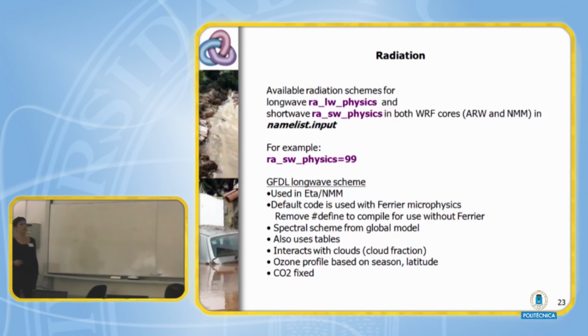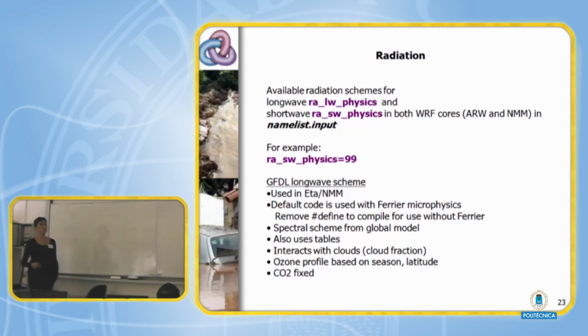For example, if you're using 99 for short wave physics, that means that we are using the GFDL scheme that is used in NMM. But we also have to know that GFDL works only with Ferrier microphysics. That means that we have to remove, define, and recompile the NMM model if we want to use GFDL and not use Ferrier microphysics. And also the closed spectral scheme from the global model uses tables, interacts with clouds, ozone profile based on season and latitude, and the carbon dioxide is fixed.